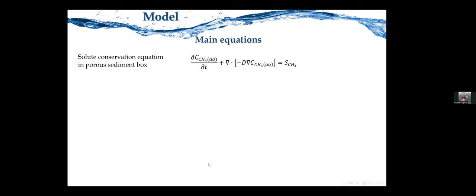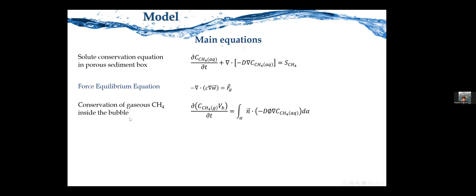I will show you some of the equations, and I will just describe them in very general terms. This is the solute conservation equation within a porous medium that has a diffusive term and source strengths of methane production. This is a force equilibrium equation, including gravity, again within the sediment. This is a very important equation of conservation of gaseous methane within the bubble. You can see here that this is the gas mass within the bubble, so the rate of change of gas mass depends on the diffusive flux towards the bubble. This is the diffusive flux of the dissolved methane. This is the gradient of the concentration at the bubble surface. This is the effective porosity and diffusion coefficient.